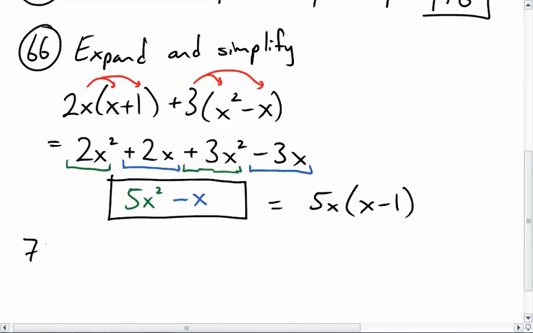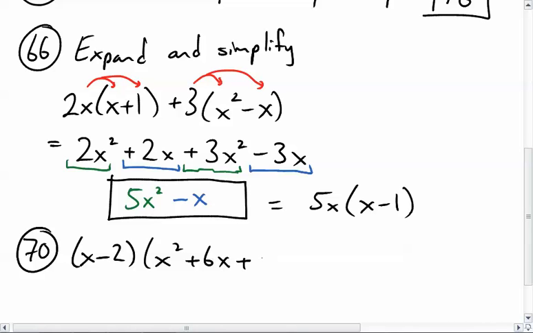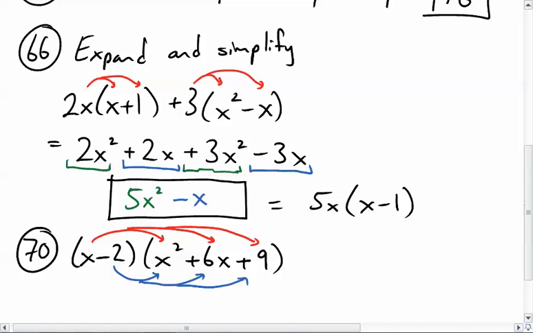Question 70. Same thing. We want to expand (x minus 2) times (x squared plus 6x plus 9). So we want to take these two terms that are in the first bracket and combine them in every possible way with the three terms that are in the second bracket. So first we'll put the x in, and then we'll put the negative 2 into the second bracket.